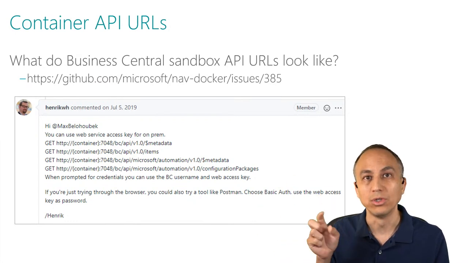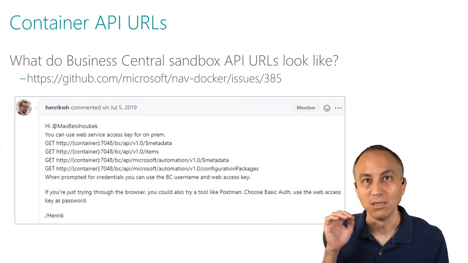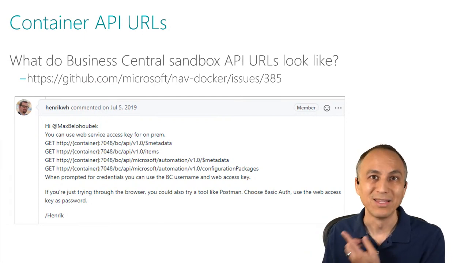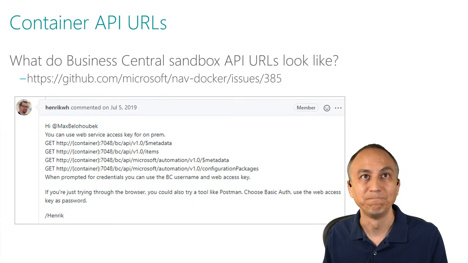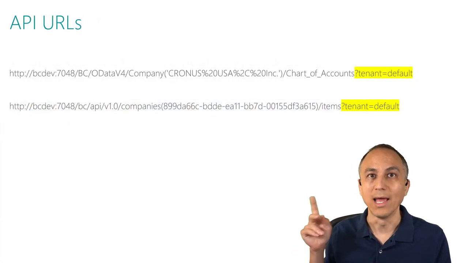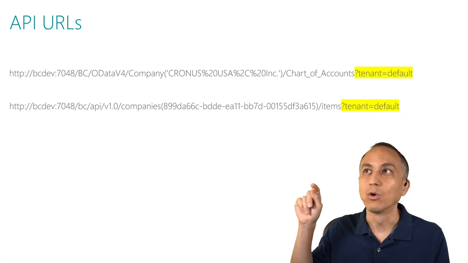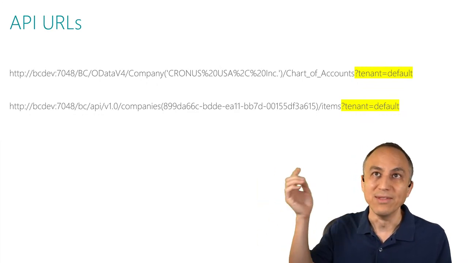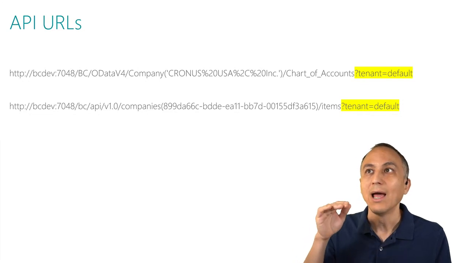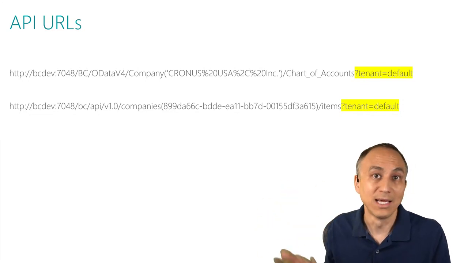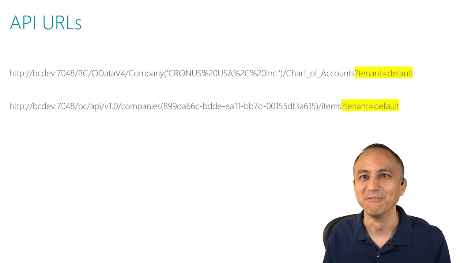Now, back to Daniel's question, you do still need to specify tenant equals default in your API calls in order to direct that to the appropriate tenant in Docker. But this is the base URL for working with containers. Something I'd never even looked into before, so that's valuable information. And this is an example of what an API URL would look like. The first one is an OData example. So you'd have your OData URL, and you add question mark tenant equal default to add that parameter. And the second one would be your API v1.0, or the Open API version, and you add question mark tenant equal default at the end as well. So pretty straightforward, but if you don't know to supply it, you'll be stumped wondering what's going on.